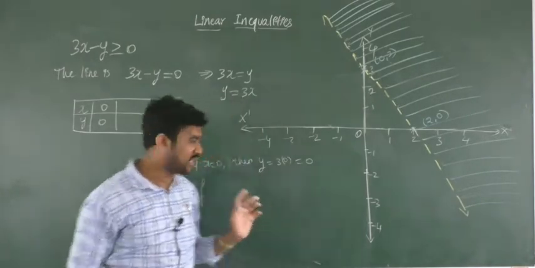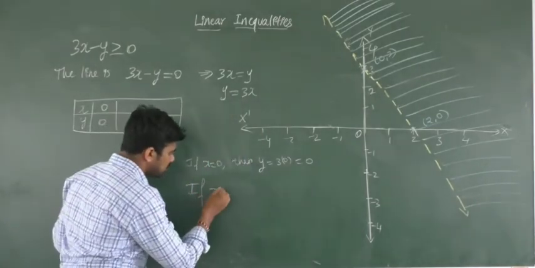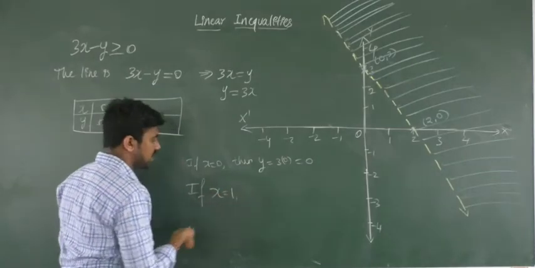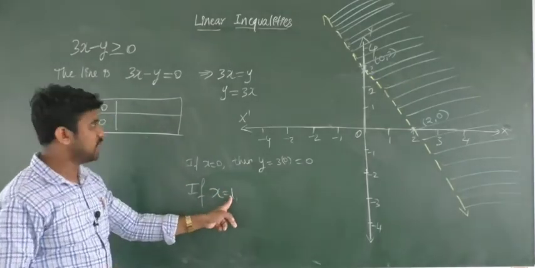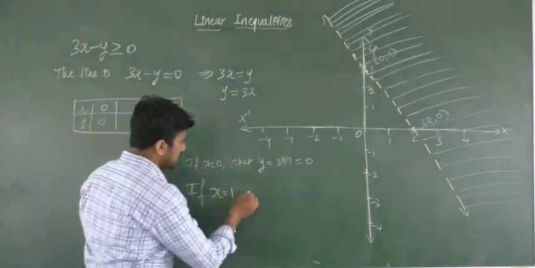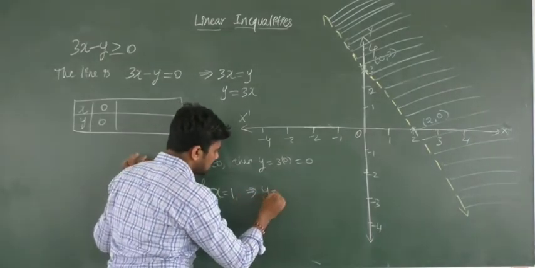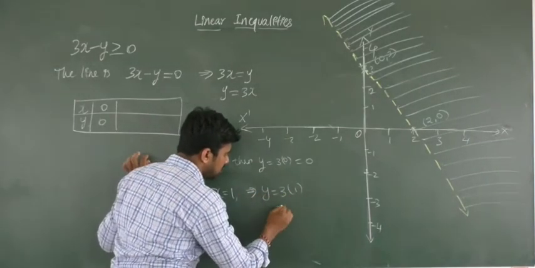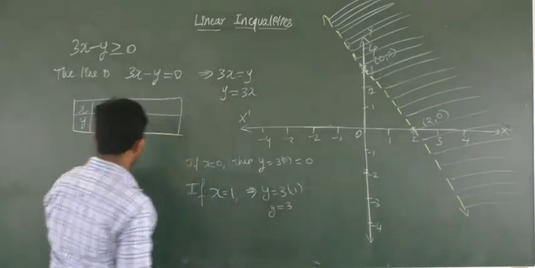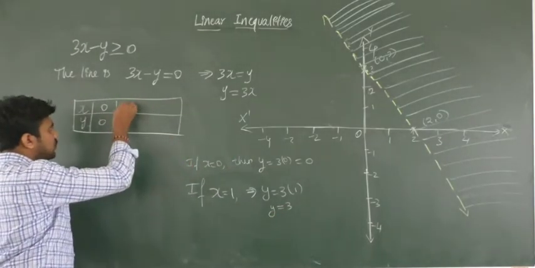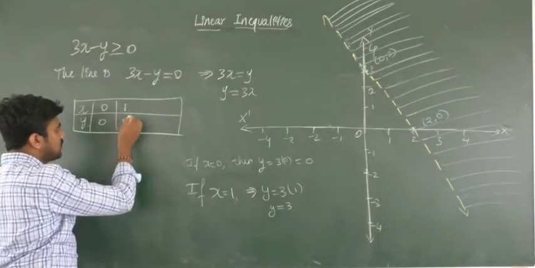So I take a simple value for x, that is 1, I'll take. If x is equal to 1, then what is y? Then y is equal to 3 into 1, means 3. So when x is equal to 1, y is equal to 3.